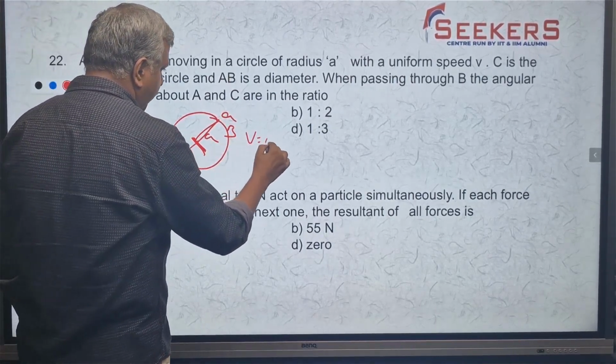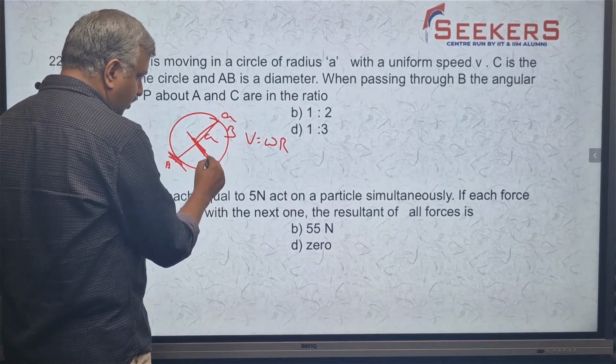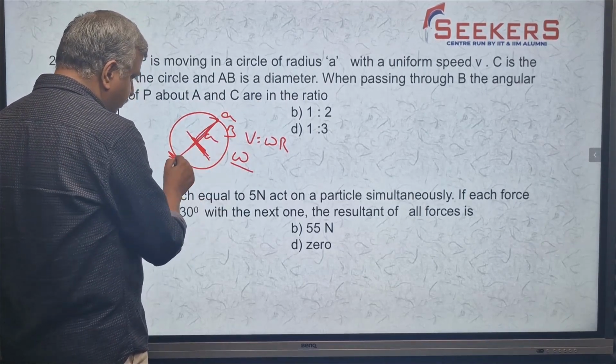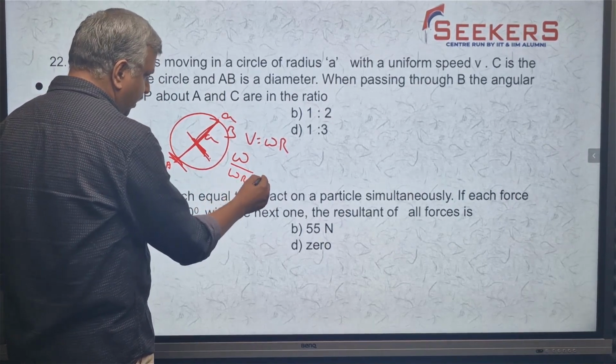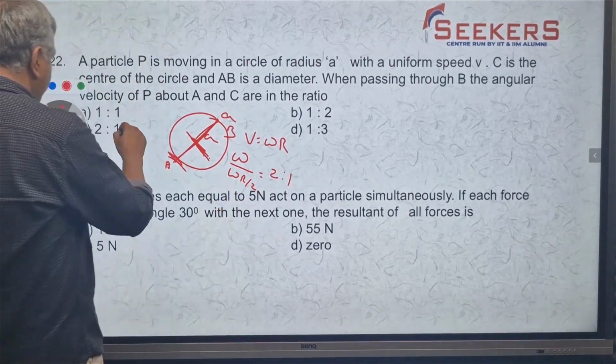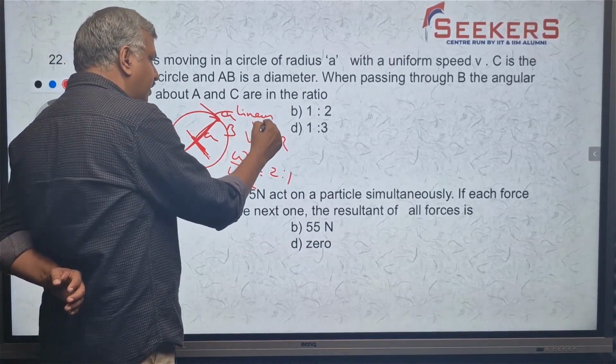Understand, V is equal to omega r. So the angular velocity about this point is omega. For this point, the distance is 2 times A. So the angular velocity will be omega by 2. So from here it will become 2:1. 2:1. For this point, velocity is fixed. Linear velocity is fixed.